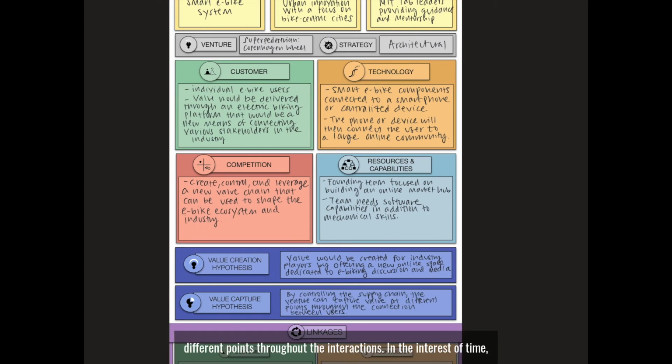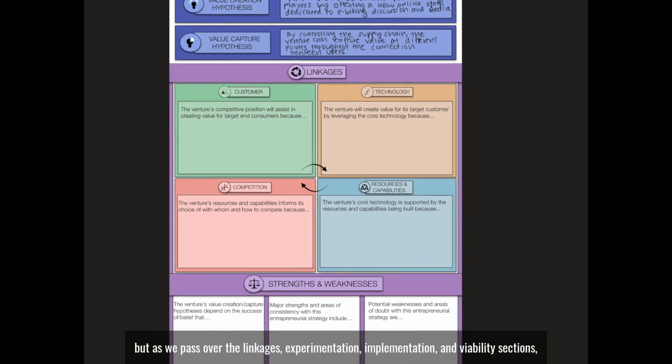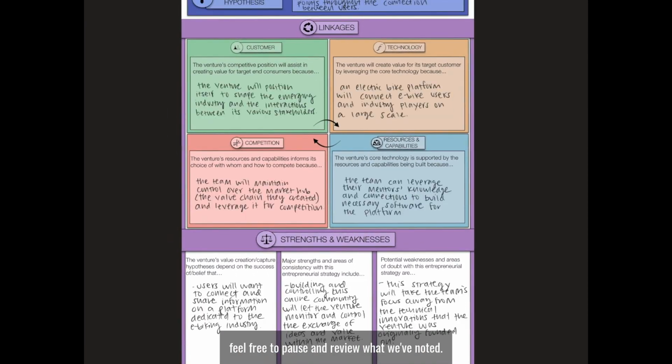In the interest of time, I'll only be outlining the canvas for the second strategy. I encourage you to think through these pages yourself, but as we pass over the linkages, experimentation, implementation, and viability sections, feel free to pause and review what we've noted.